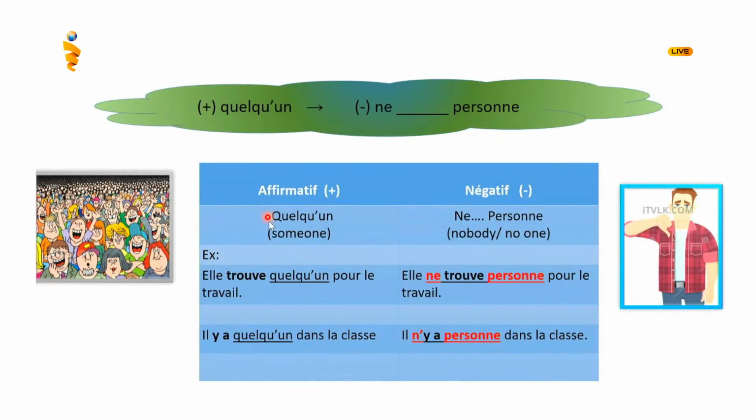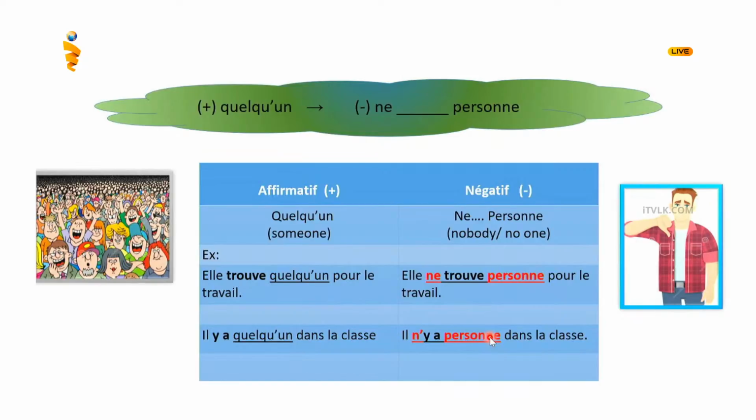With the positive side, I have introduced quelqu'un, someone. So someone in negation has become nobody, no one. So look at my first example. Elle trouve quelqu'un pour le travail. So there, the verb conjugated is trouve. So elle ne trouve personne pour le travail. Can you see the placement of ne and personne?